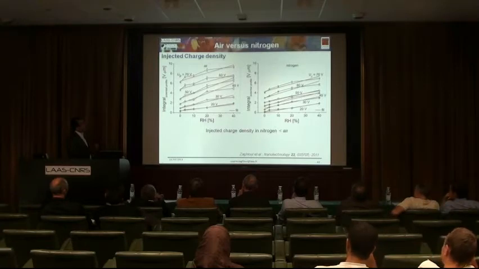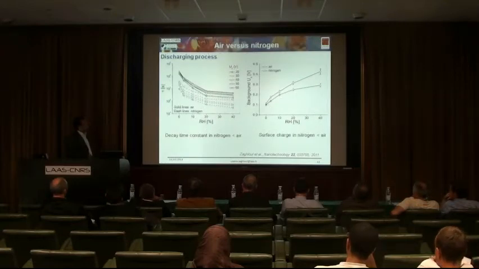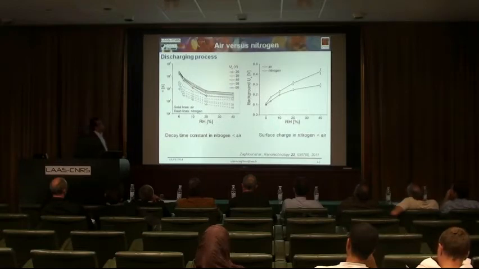You see here the air is filling the orange while nitrogen is still there. So the injected discharge density in nitrogen is smaller than in air, while the decaying is faster in nitrogen than in air. The other important point here is that the surface charge in air is higher than in nitrogen.